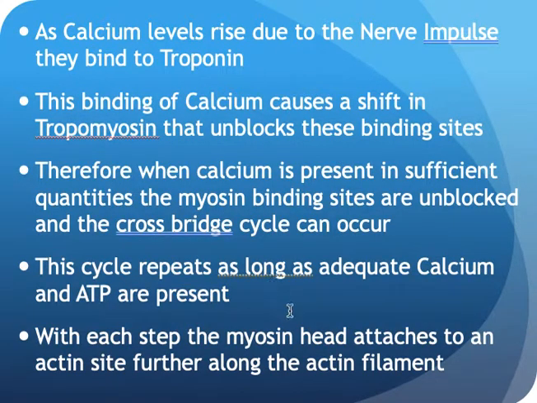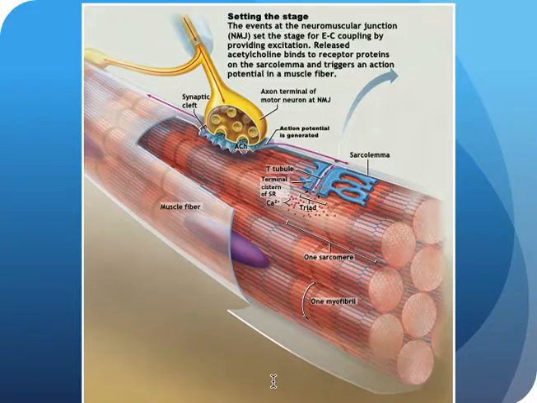And then again, the cycle can repeat as long as you have enough calcium and you have that ATP present, so you have enough energy and you have the binding sites unblocked. You can keep repeating that cycle as long as you need to. Okay, so with each step, the myosin head is going to attach and detach and pull that actin a little bit closer to that midline.